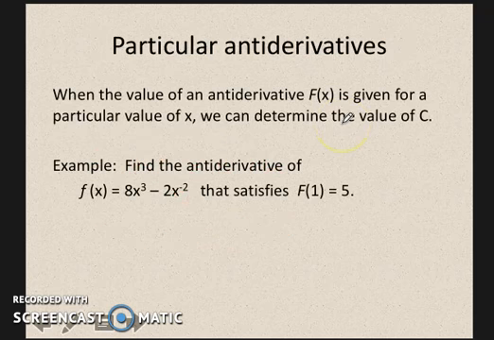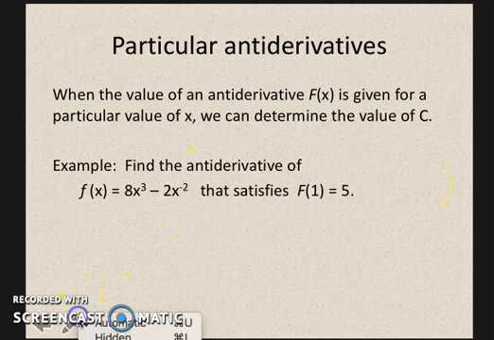Now the particular antiderivative, when you have to find the antiderivative at some value. When the value of an antiderivative is given, it is easier because we can find the c, of course, since till now we have been writing that constant as c itself. So we have to find the antiderivative of this that satisfies the condition that the antiderivative at 1 equals 5. So first find the antiderivative of that. So let's solve that.